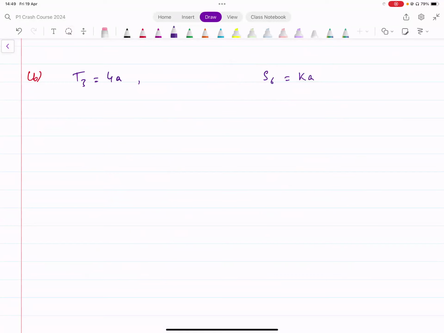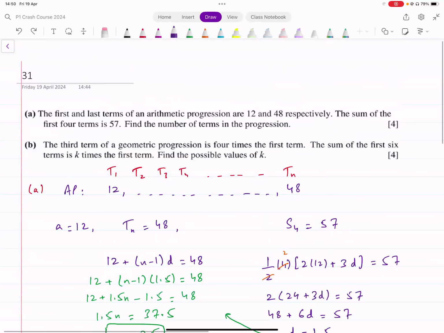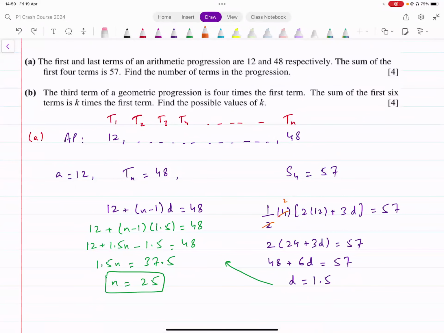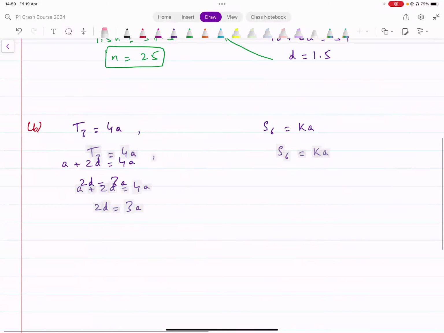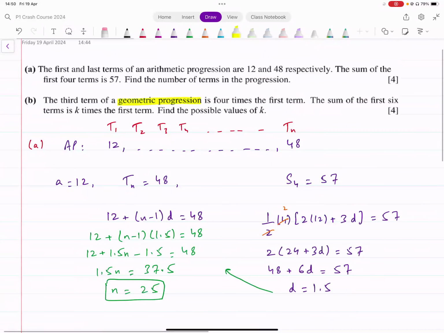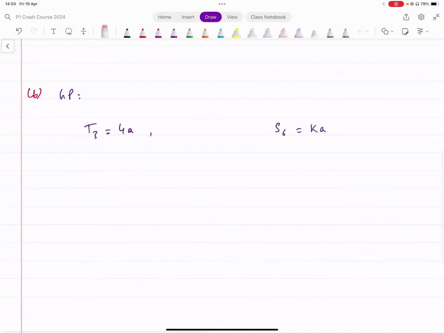T3, what's that? A plus n minus 1 into d. A plus n minus 1, that means 3 minus 1, that's 2 times d equals 4 times a. You get one equation from this, 2d equals 3 times a. And you've got the second equation. You remember we're talking about AP, so we're going to use AP formulas. No, I'm sorry, we're not talking about AP. So we have to be very careful. So I would recommend writing down which progression we are talking about clearly. Otherwise, we can make errors like this. It's a GP. If it's a GP, we need to do something else here.